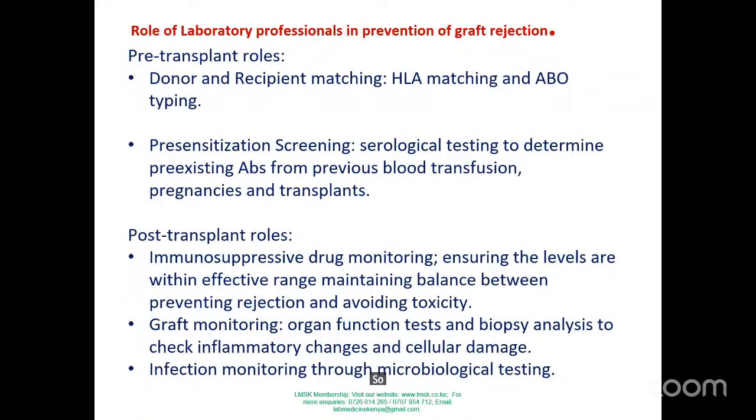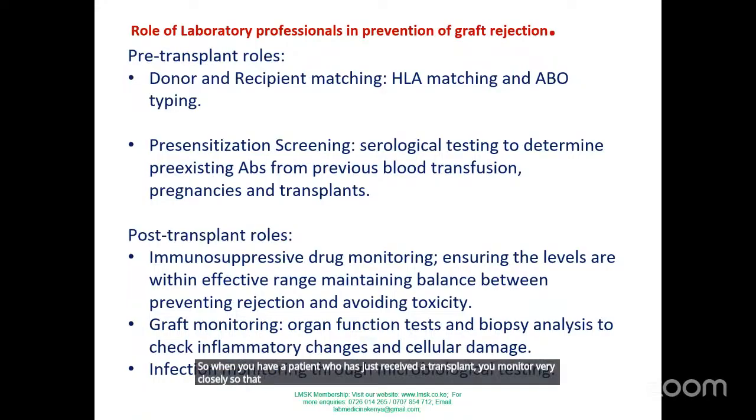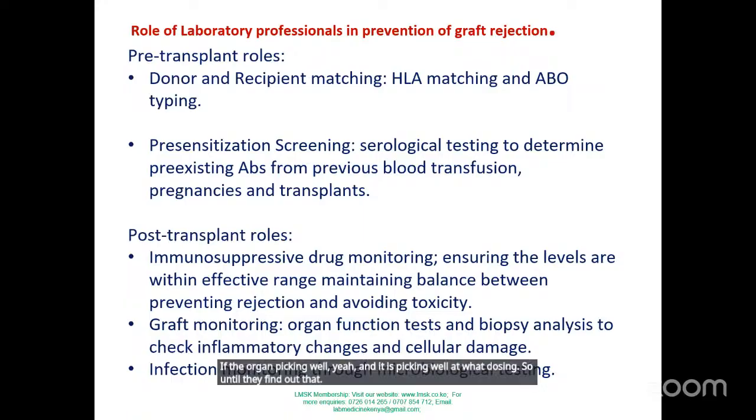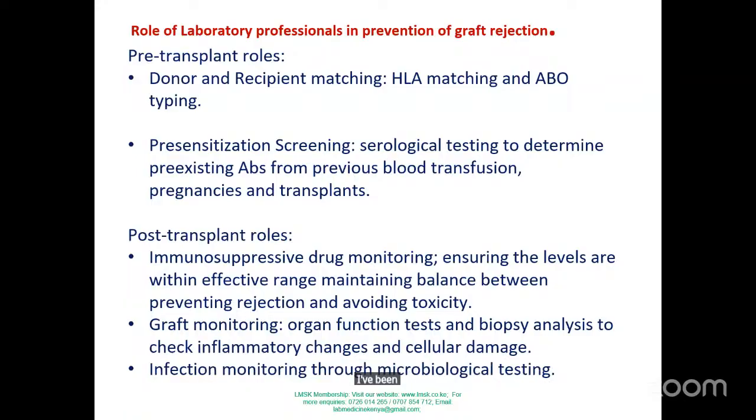So when you have a patient who has just received a transplant, you monitor very closely so that we are able to establish the therapeutic range for that particular patient. And they monitor and see at what dosage the patient tolerates best. And then also they monitor the outcome, like stabilization of the organ. If the organ is picking up well, and at what dosage. So until they find that out, they tend to do the monitoring more frequently compared to somebody who has been with a graft for a longer period.